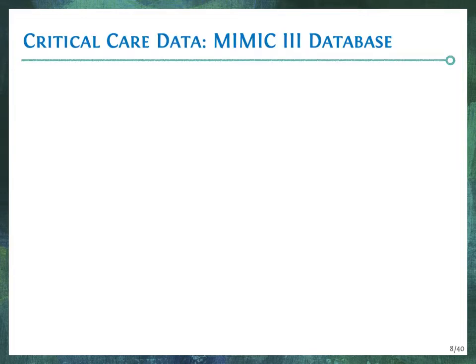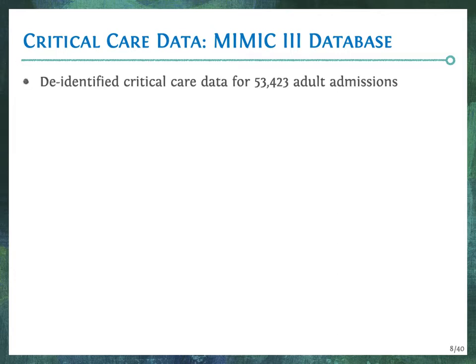As I've mentioned, what we're trying to do is learn an optimal policy from examples in historical data. The dataset we're working with here is the MIMIC3 Critical Care Database, a publicly available de-identified dataset of ICU admissions from a Boston hospital between 2001 and 2012. It includes data for about 53,000 adult admissions, as well as about 8,000 neonates.